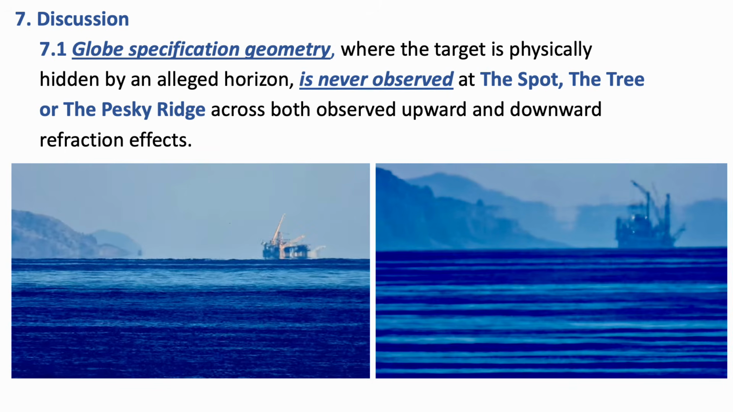And now for the discussion part. So globe specification geometry, based on a globe with a 3959 mile radius, where the target is physically hidden by the alleged horizon, is never observed at the spot, the tree, or the Pesky Ridge across both observed upward and downward refraction effects. So there's the tree with inferior mirage, upward refraction. There's the tree on the ridge with downward refraction effects in the background.